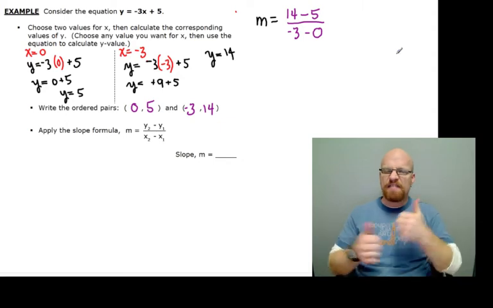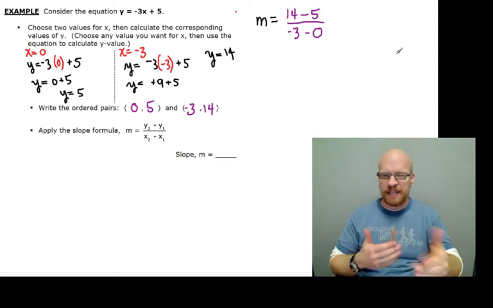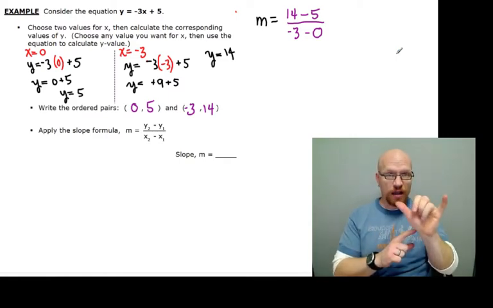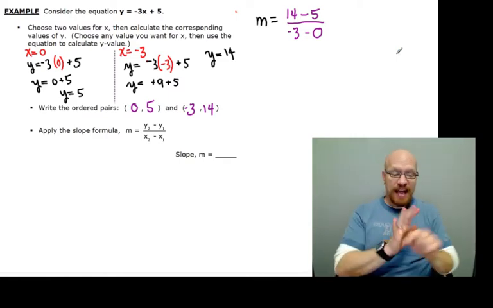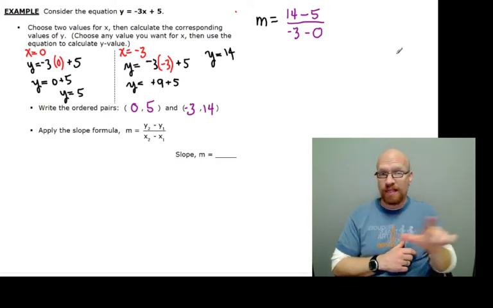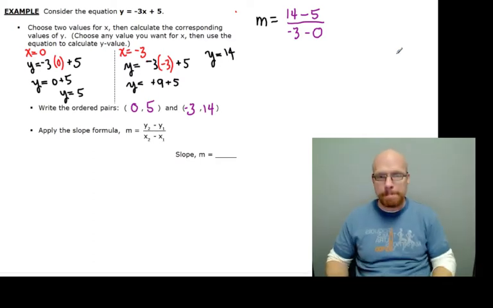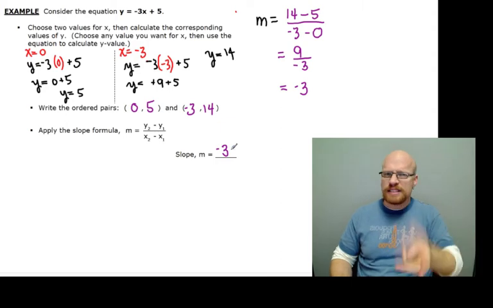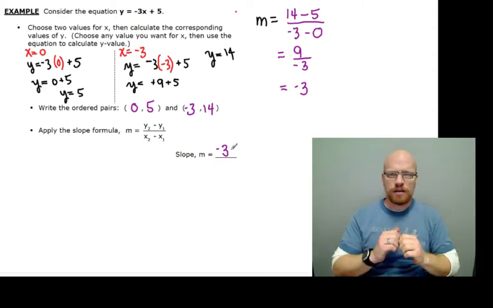So we have, I decided to follow the reverse order. Doesn't make a difference. 14 minus 5 for my change in y, up or down. And negative 3, subtract 0 for my left or right movement. Okay? Here we see m equals negative 3.